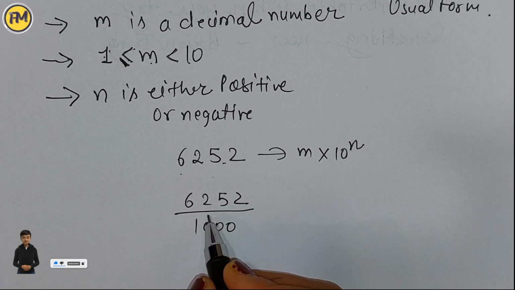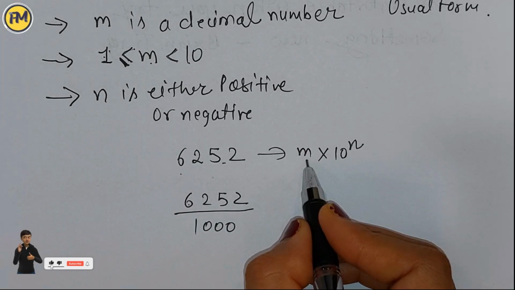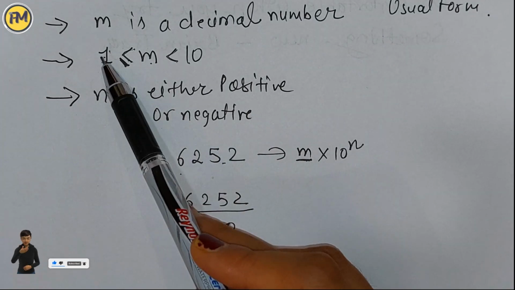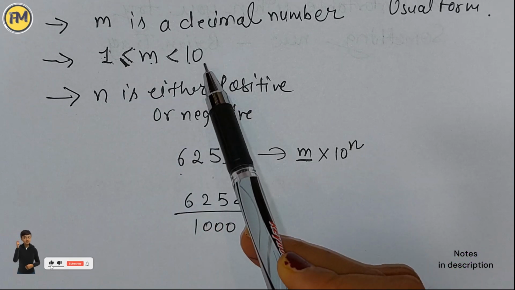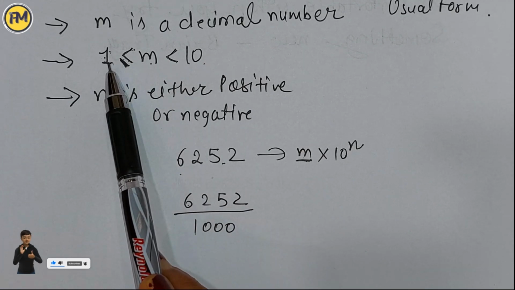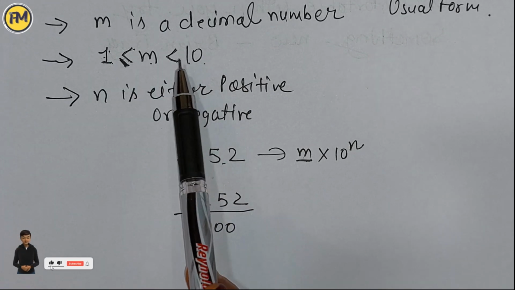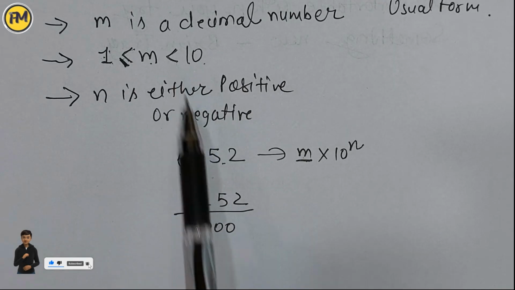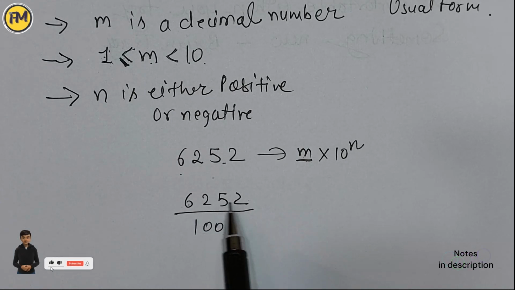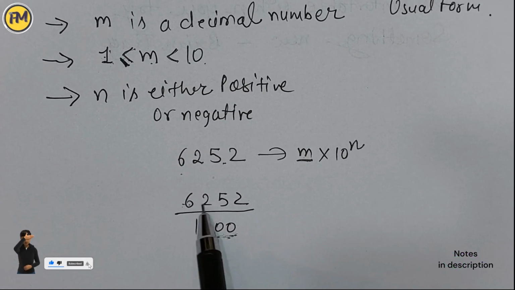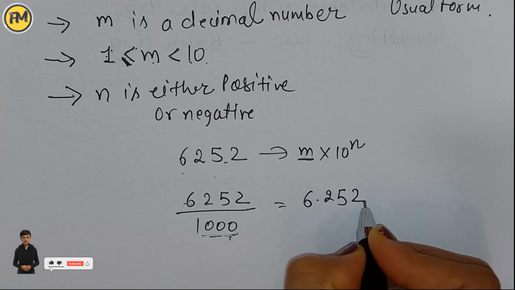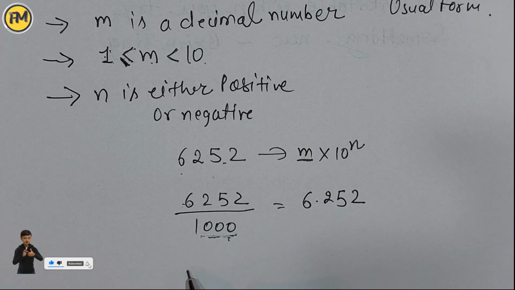We know the condition: m can be equal to 1 or greater than 1 and less than 10. हमें इस m को 1 के इक्वल रखना है या उससे बड़ा रखना है एंड 10 से छोटा रखना है. Okay, I hope you understood. So that's why, how many digits are there after 6? 1, 2, 3. So if you divide this 6252 by 1000, you will get 6.252. Yes or no? Because 3 zeros are there.